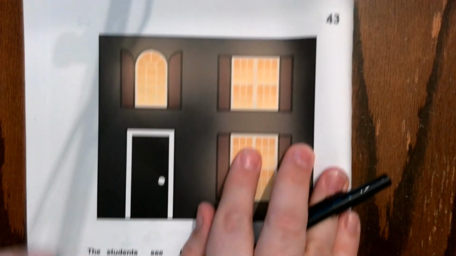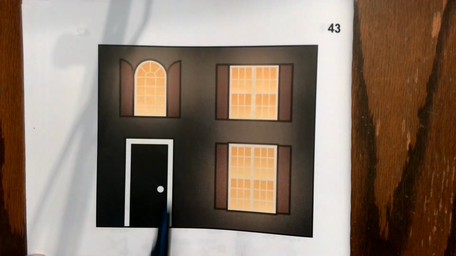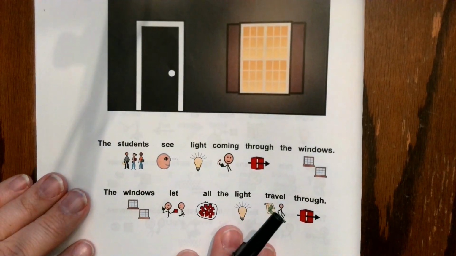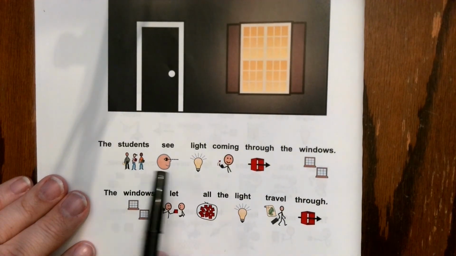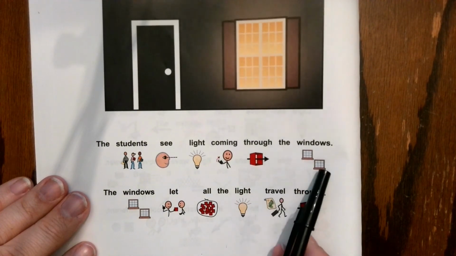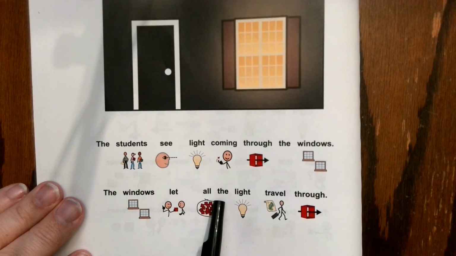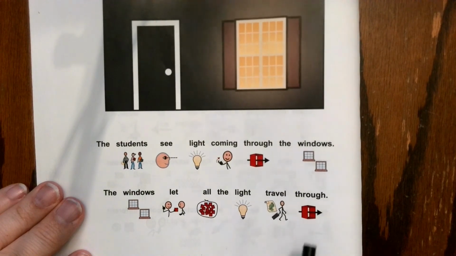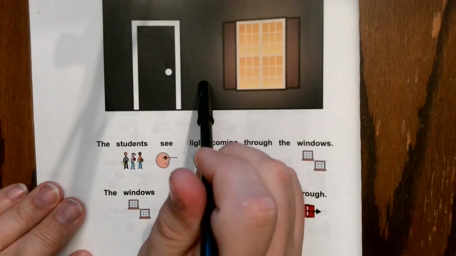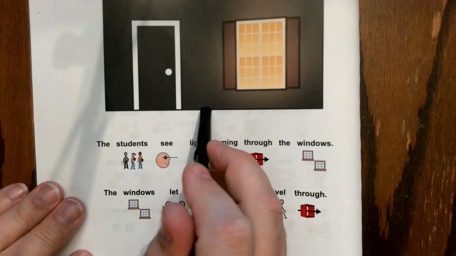Page 43. Here we got the house, we've got the black door, the white door frame, and we got windows there, don't we? The students see light coming through the windows. The windows let all the light travel through. So if I'm inside my house, the light comes through the windows, but the walls block the light. It would be funny if light came through the walls, wouldn't it?